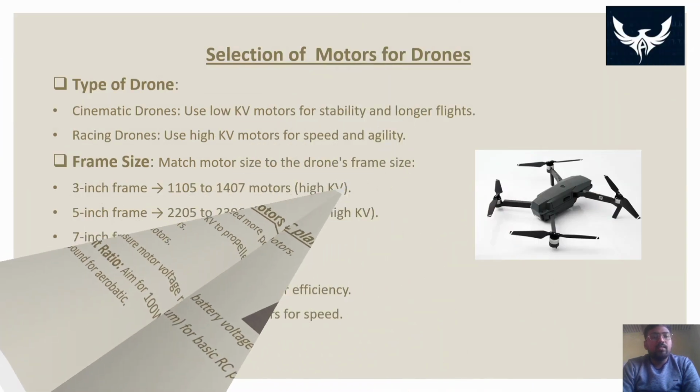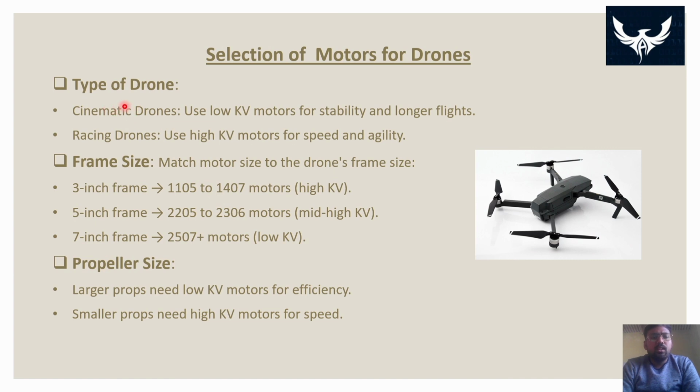Now for drones, the types of drones here are cinematic drones and racing drones. Cinematic drones use low kV motors for stability and longer flights, and racing drones use high kV motors for speed and agility. As we have high kV motors, we have high speed, and if we have low kV motors, we have longer flights and stability.